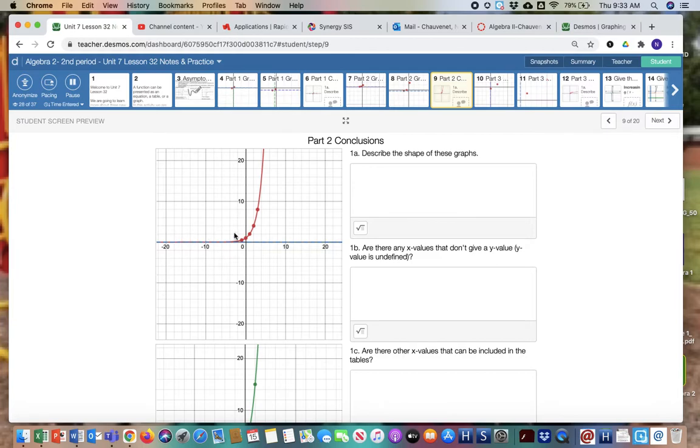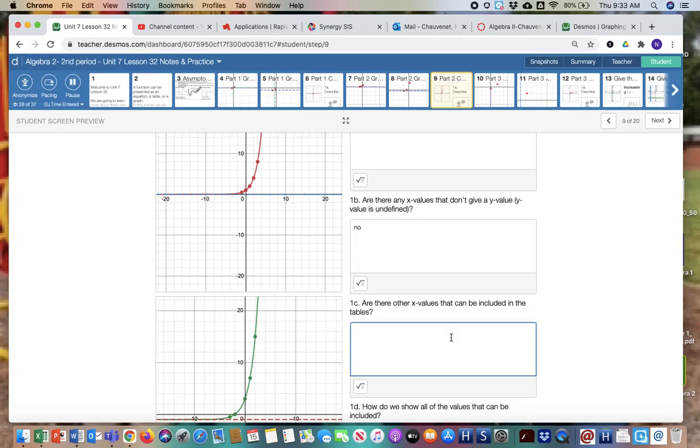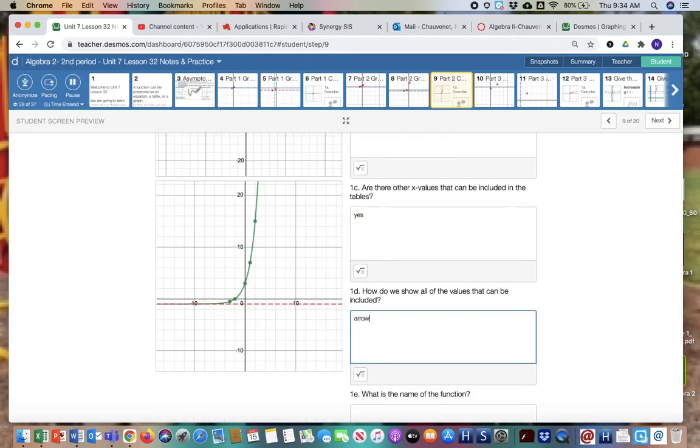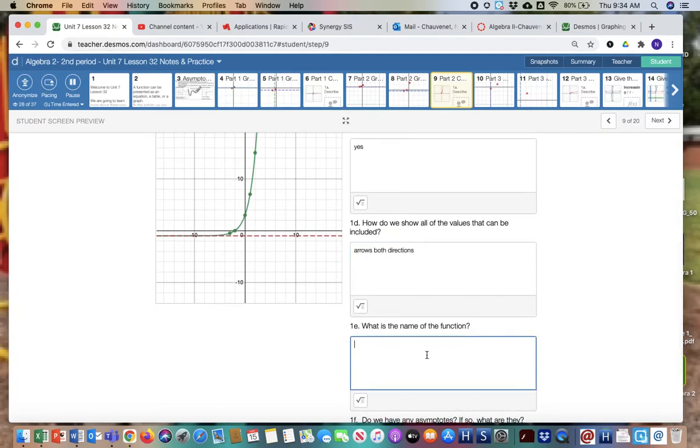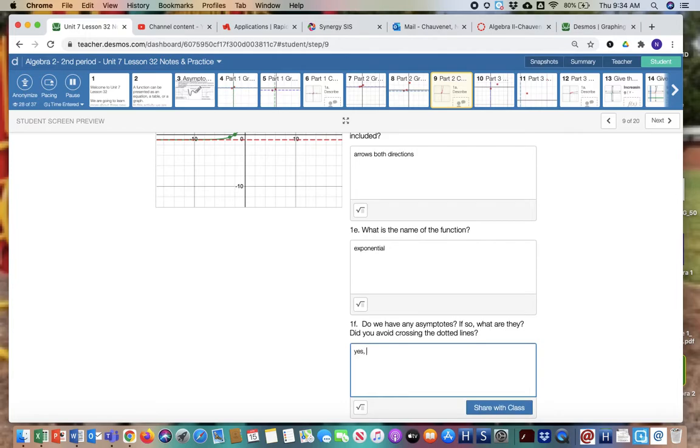Describe the shape of these graphs. I would say it's an upward trending curve, right? So it's a rising one-sided curve. All right, are there any x's that gave us an undefined? No, we didn't have any undefineds, right? Are there any x's that could be included? Yeah, sure, right? How do we show that? Arrows both directions, right? Okay, what is the name of the function? This is called an exponential graph. Do we have any asymptotes? Yes. What do we have? We have one horizontal asymptote. Okay? And do we avoid crossing the lines?